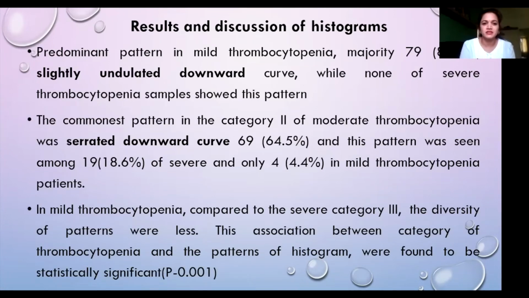Coming to the discussion, the predominant pattern was a slightly undulated curve in mild thrombocytopenia, while none of the severe thrombocytopenia cases showed this pattern. So we thought this could be more indicative of mild thrombocytopenia cases.